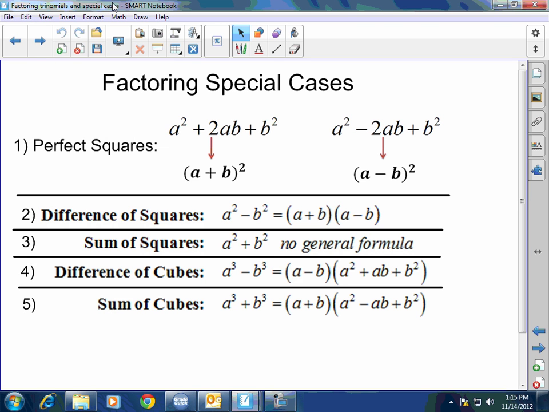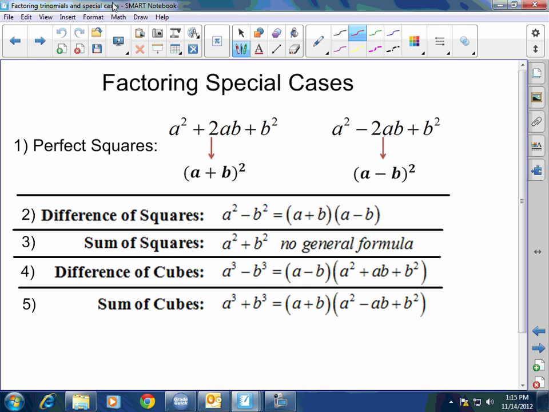So today we're going to finish up factoring trinomials and polynomials and all that good stuff. And what we're going to do is talk about factoring special cases. Special cases, we're talking about perfect squares, sum of squares, which can't be factored, difference of squares, sum of cubes, and difference of cubes. It's very simple as long as you understand the formulas and know how to derive the formulas.